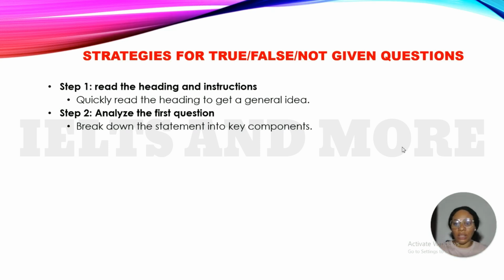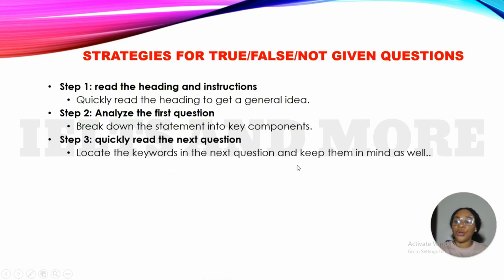Alright? Now, after you've done that, you've read question number one and analyzed it and taken note of the keywords, what do you do next? You then quickly read the next question. Locate the keywords in the next question and keep them in mind as well. If you're following, I've explained why. So basically, I'm saying for true, false, not given questions, you read your questions in twos, in pairs.